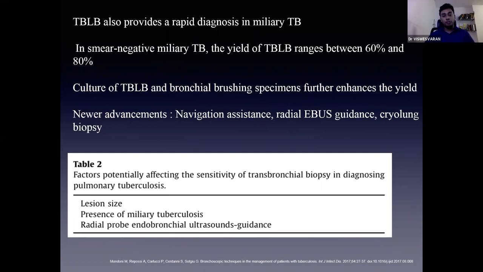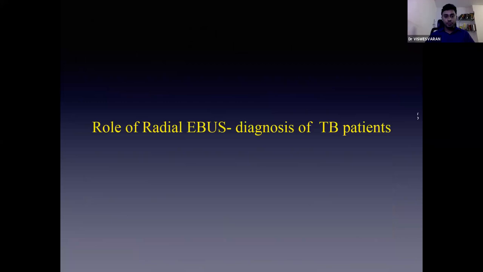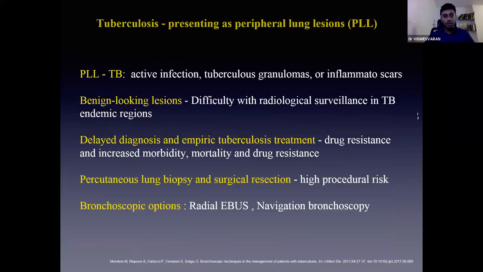The presence of a diffuse disease in the form of miliary tuberculosis, and the assistance with the radial probe ultrasound. So this brings us to the next question. Is there a role of a radial probe EBUS in diagnosis of TB patients? This is mainly used in case of peripheral lung lesions. Any lesion that cannot be seen visually with a bronchoscope, we call it a peripheral lung lesion.